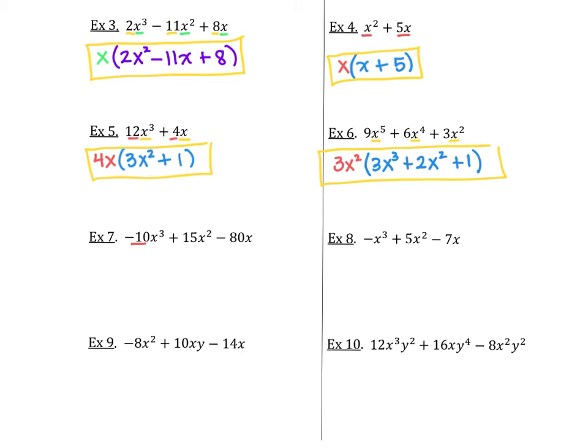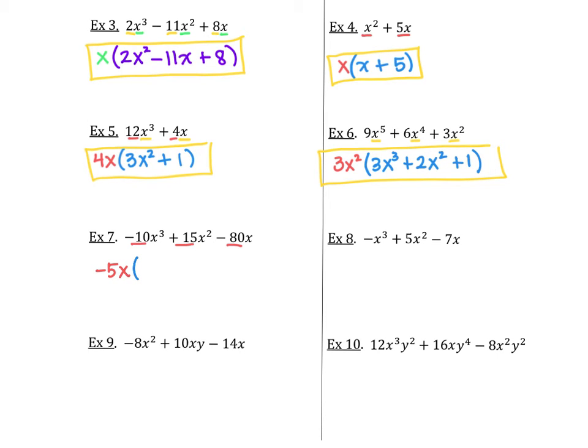So negative 10, positive 15, negative 80. What can I divide out of 10, 15, and 80? 5. But because the first term is a negative, I'm going to make it a negative 5. Oh, let me check the x's. X to the third, x to the second, and x. Since they all have at least x, and the lowest degree is an x, I'll take out an x.